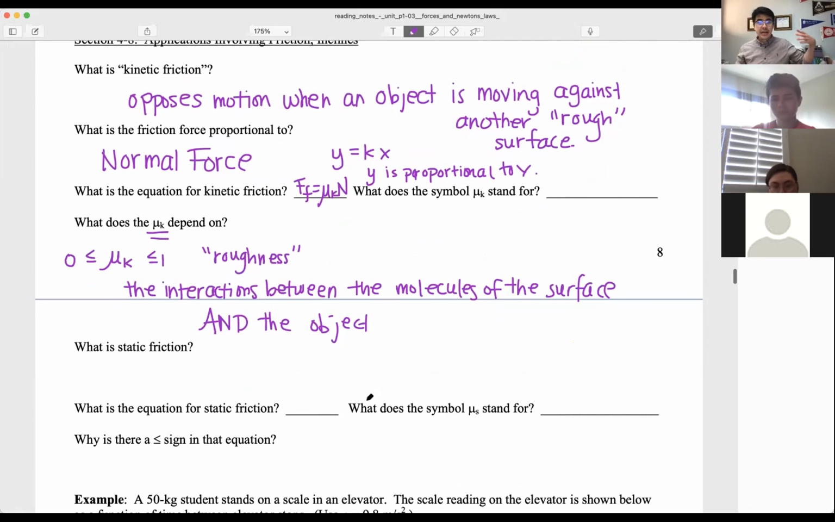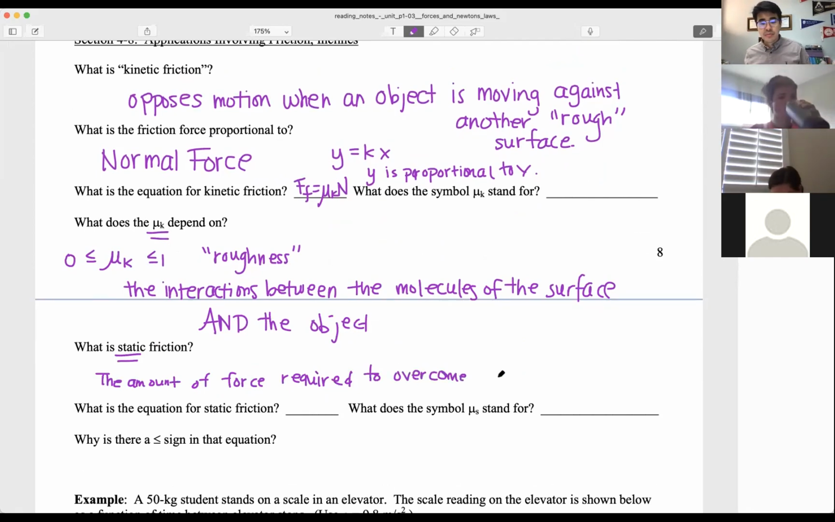And then we have static, right? Static is not moving. So what is static friction? The amount of force required to overcome movement or lack of movement. I guess inertia, right? Inertia. Can't use the word inertia though.